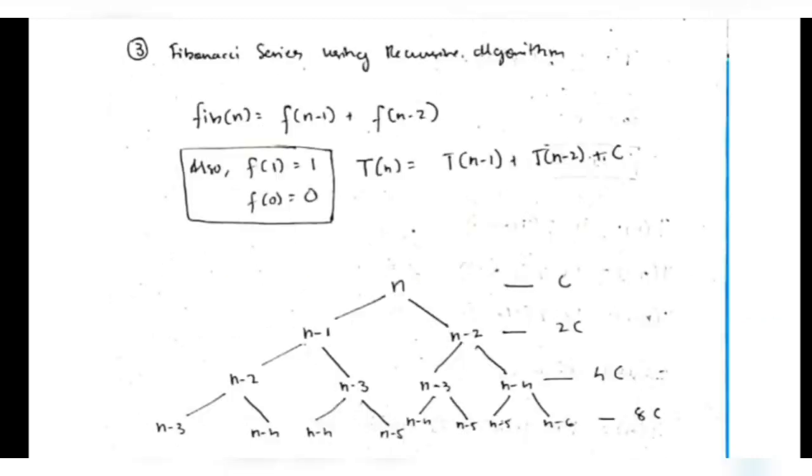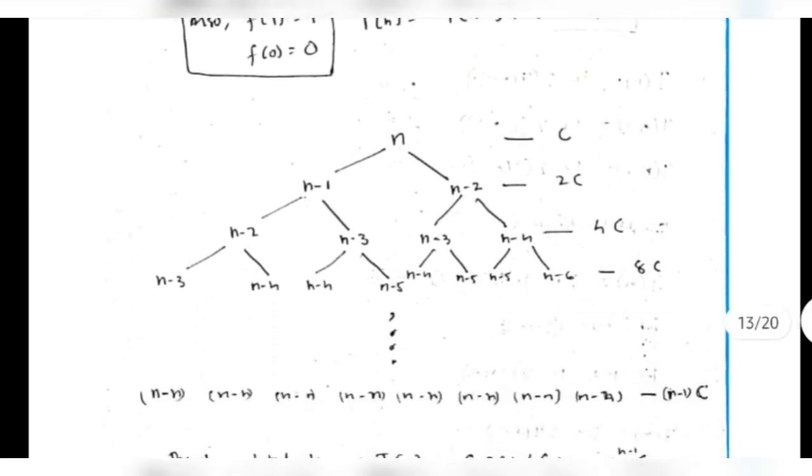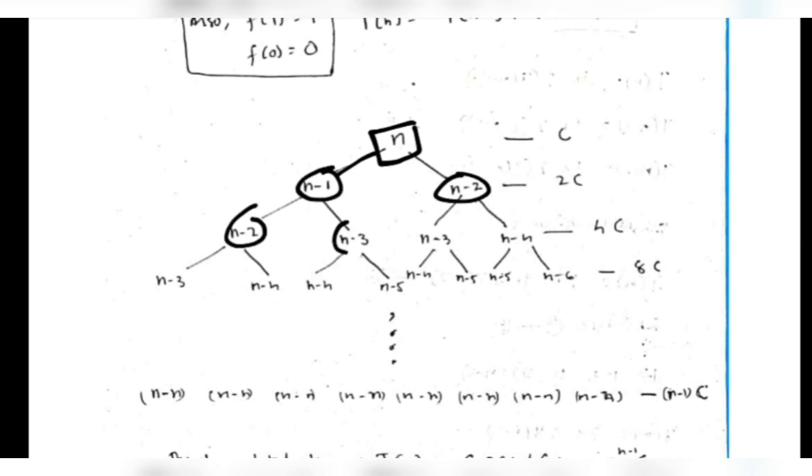The third one is Fibonacci series. As you know, Fibonacci series is the sum of the previous two numbers. And f of 1 is defined as 1, f of 0 is defined as 0. So t of n will be t of n minus 1 plus t of n minus 2 plus a constant amount of time c. So we'll be doing the same thing. First it will take n is equal to n minus 1 plus n minus 2, and n minus 1 is n minus 2 plus n minus 3. Like that we'll go till we reach the end where it is 0 or 1.